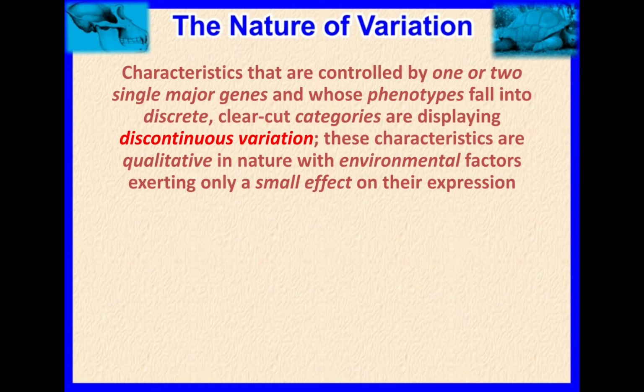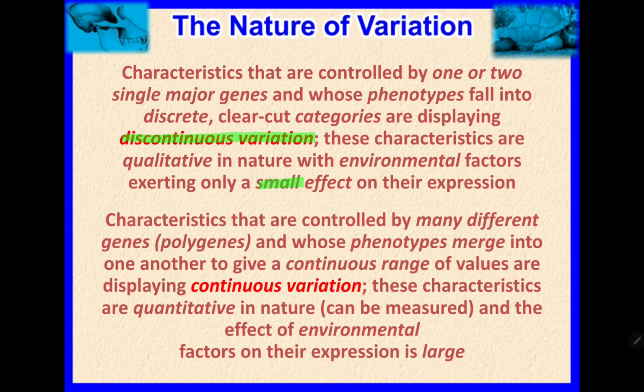Characteristics which are controlled by a small number of genes and whose phenotypes are clear-cut show discontinuous variation. These characteristics are qualitative in nature, with the environment having a very small or negligible effect. On the other hand, characteristics which are controlled by many different genes whose phenotypes merge together to give a continuous range of values show continuous variation. These characteristics are quantitative, in other words, they can be measured, and the environment will have a much larger effect.